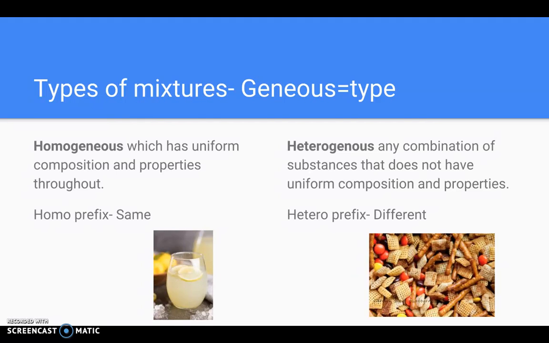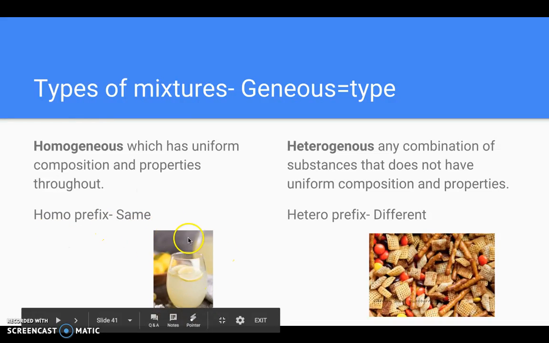So there are two types of mixtures, and they have names you probably haven't heard when speaking normally. We have heterogeneous and homogeneous. This word geneous comes from a root word and it just means type, the kind that it is. Now homogeneous is when there is uniform composition and properties throughout. What that means is the same. That's all this prefix means.